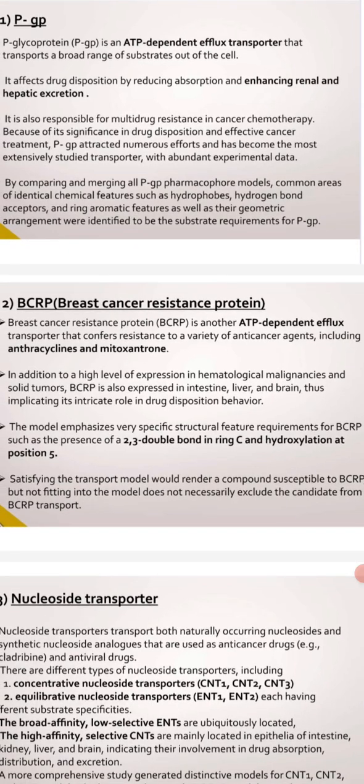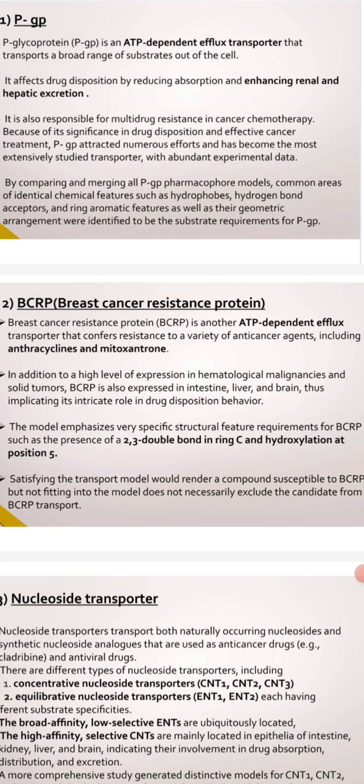Next, BCRP, breast cancer resistance protein, is another ATP-dependent efflux transporter that confers resistance to a variety of anti-cancer agents including anthracyclines and mitoxantrone. In addition to high levels of expression in hematological malignancies and solid tumors, BCRP is also expressed in intestine, liver, and brain, thus implicating its intricate role in drug disposition behavior.